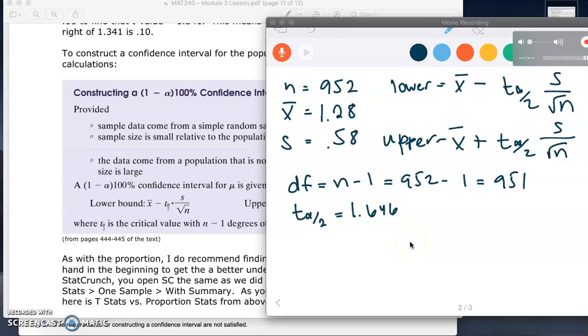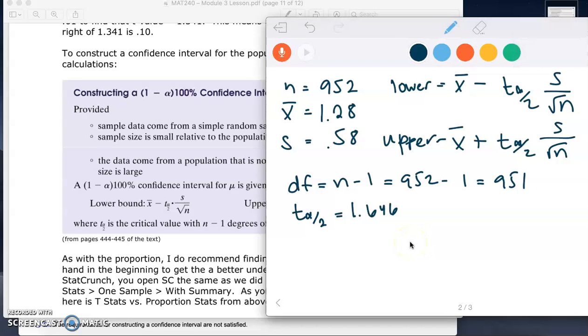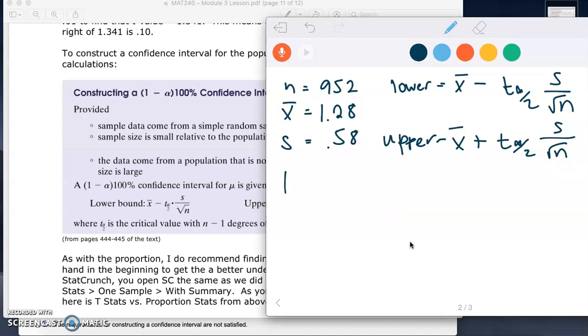So now we need to plug those numbers in for our lower. I'm going to actually write that up here, just so we've got it up here, because I have a small little tablet I'm trying to work with on here. So that means for our lower, and I'm just going to plug the numbers in. So we have X bar here. So that's 1.28 minus our T alpha over 2 is 1.646. And our S is 0.58. And our N is 952. And we're taking the square root.